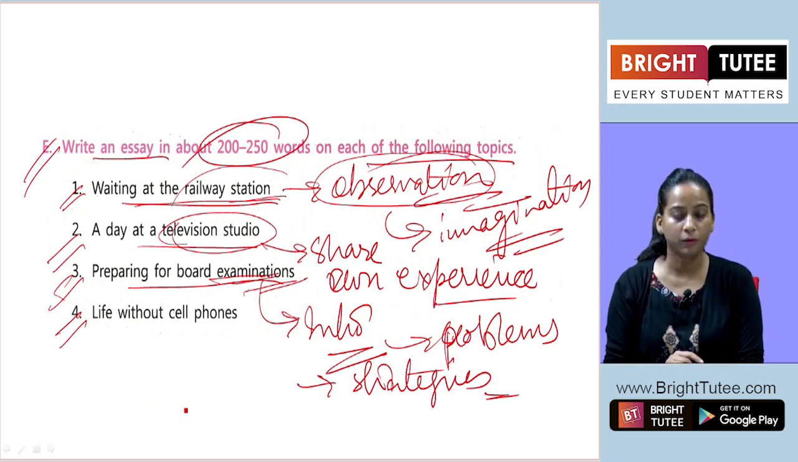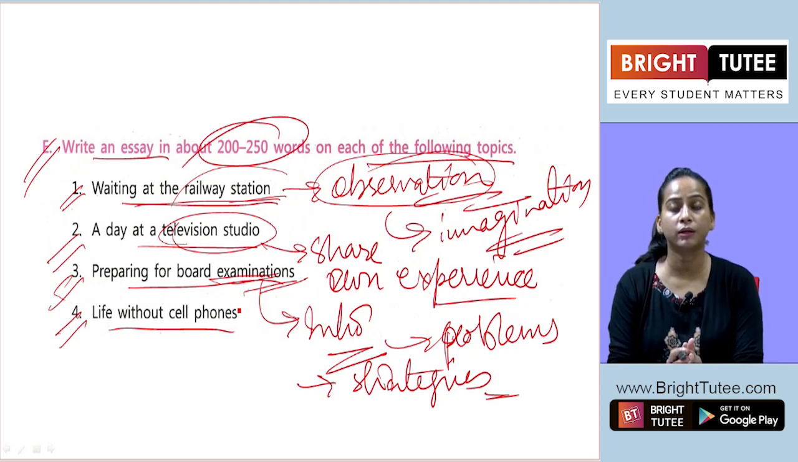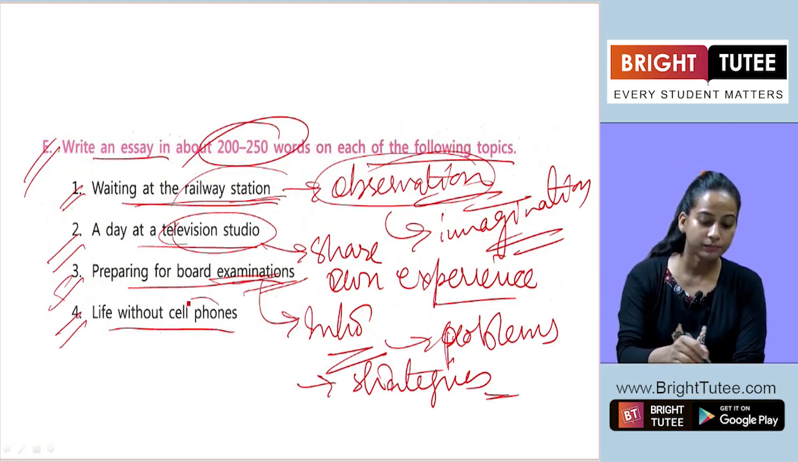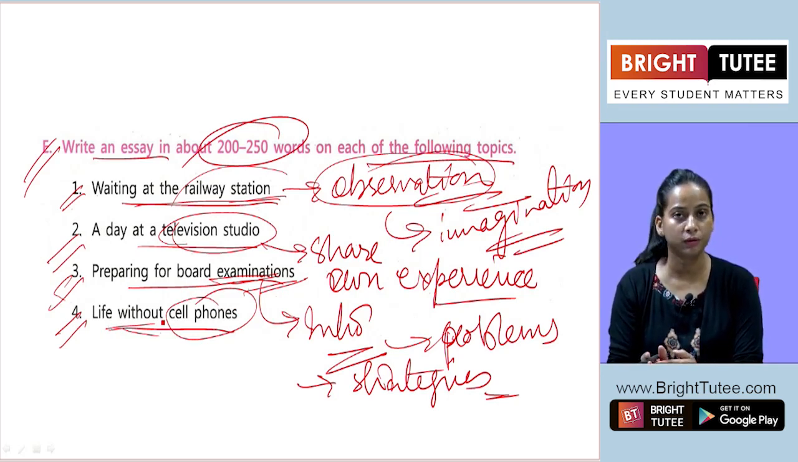The next one is given: life without cell phones. So here in the intro, what you are going to mention is that in today's society it is quite impossible to think of living without cell phones, because we are all so addicted to these devices and we are totally dependent on these communication devices for contacting or interacting with each other. So you have to mention what kind of problems can occur if life is going to be without cell phones, and how the people are going to be.